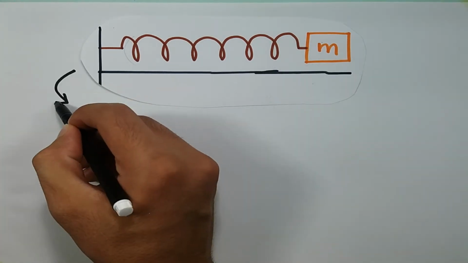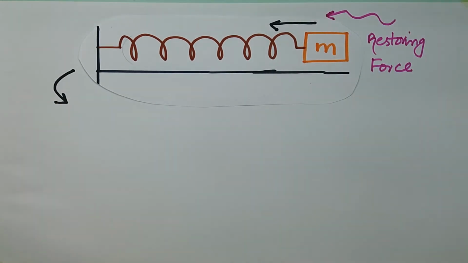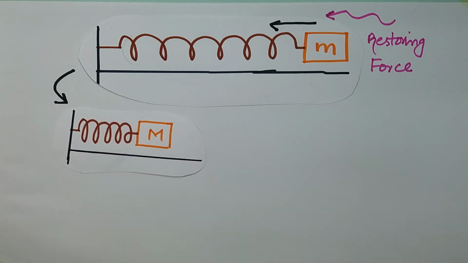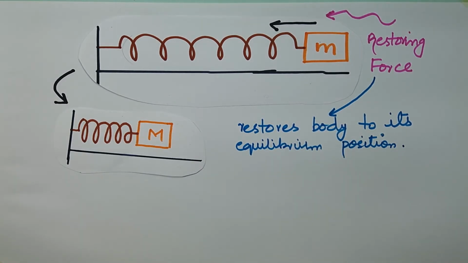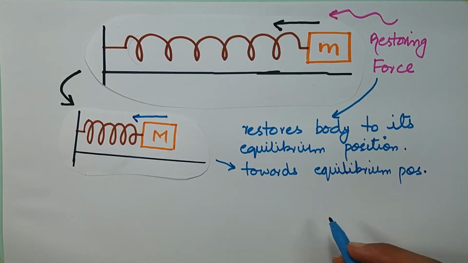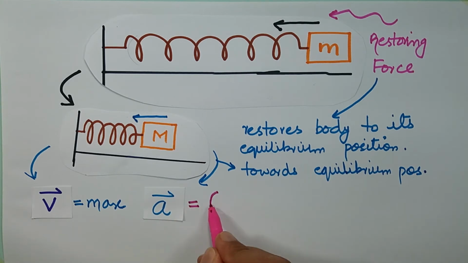Now, when the body is left on its own, a force acts on it which pulls the body back to its equilibrium position. This force is known as restoring force as it restores the body to its equilibrium position. As it reaches its equilibrium position, the body gains kinetic energy and loses potential energy, such that it gains velocity which is maximum at its equilibrium position, while the acceleration is zero.